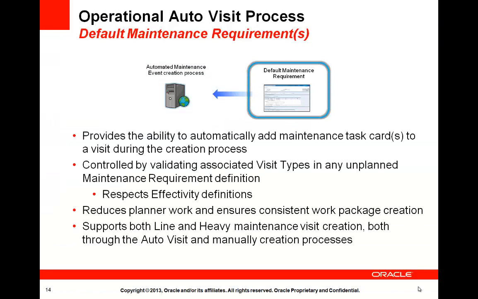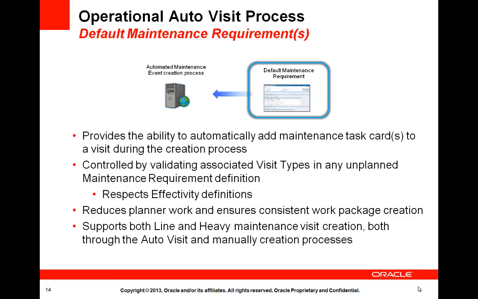An additional input to the operational Autovisit process is the ability to utilize the default maintenance requirements. This provides the ability to automatically add maintenance task cards to a visit during the creation process. These maintenance requirements are unplanned and are added as additional work per the work scope. They're controlled by validating the associated visit types in any unplanned maintenance requirement definition.